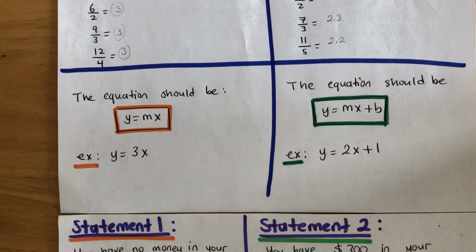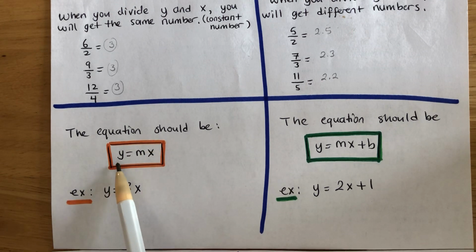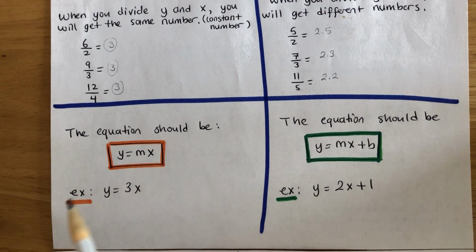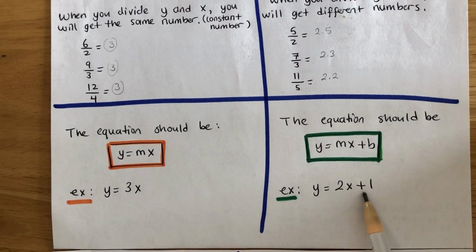And the last thing is the equation. If the relationship is proportional, the equation should be in the form of y equals mx. There is no plus b here. There is no b value. So it should be y equals 3x, y equals negative 5x, or something like that. And if your equation is y equals mx plus b, where we have an additional number, like y equals 2x plus 1, you have 1 here, so it's not a proportional relationship.